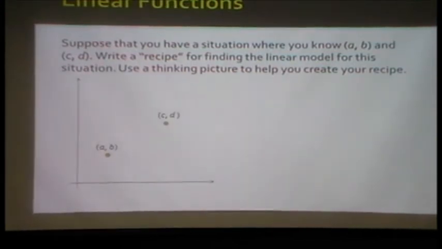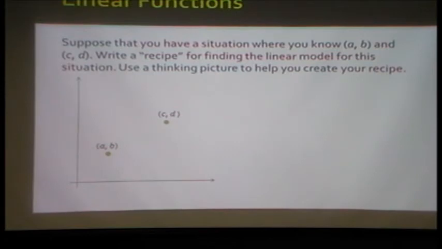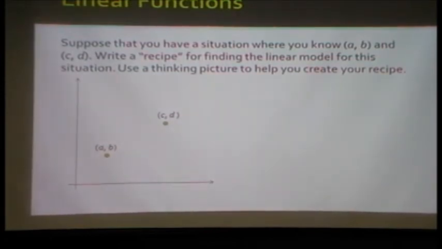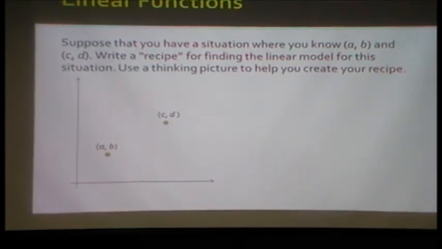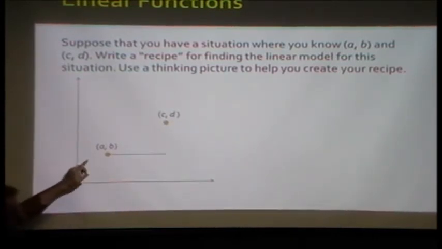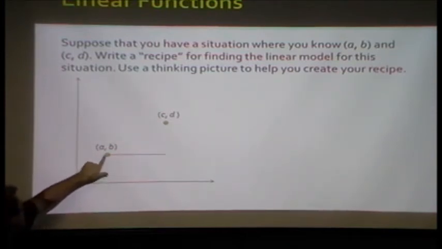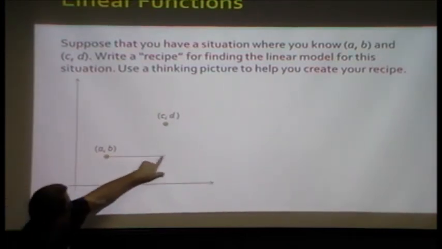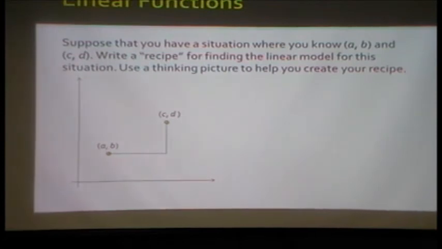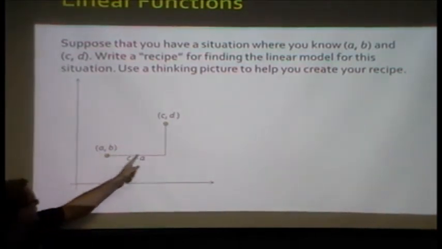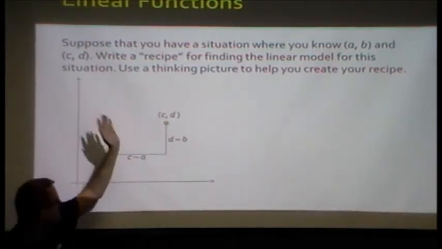And then, believe it or not, I try to get them to generalize. Top of the heap. See if we can generalize. What if you know A, B, you know C, D? Write a recipe for finding a linear model for the situation. So what they do is they say, all right, now this is after lots of practice, this isn't just after one example. So they've worked through lots of things. But from here to here is how far? From here to there is how far? Well, from here to here would be C minus A. From there to there is D minus B.